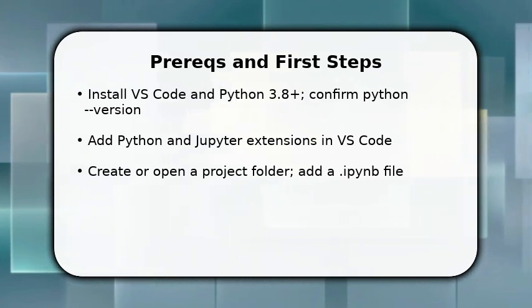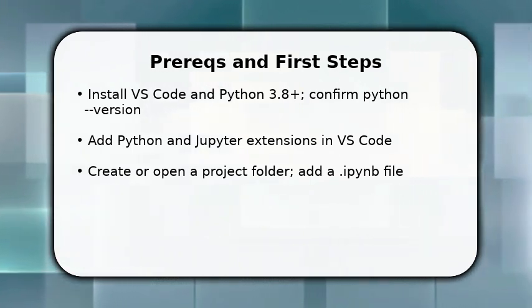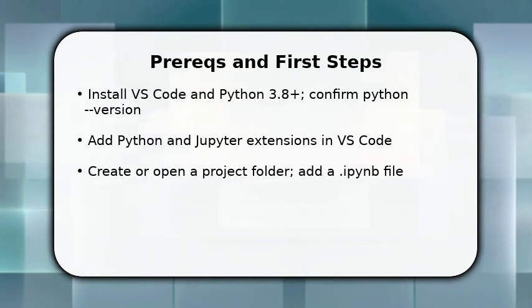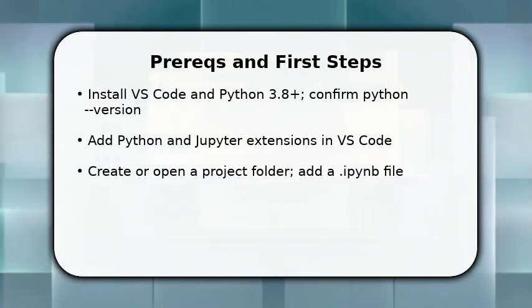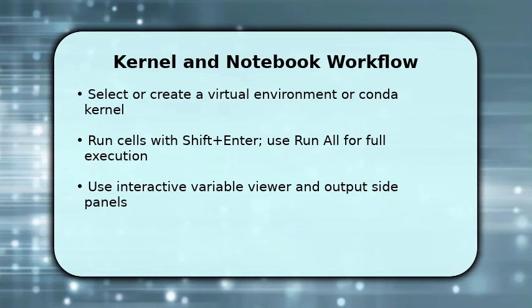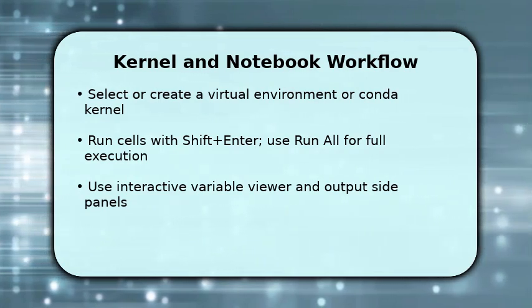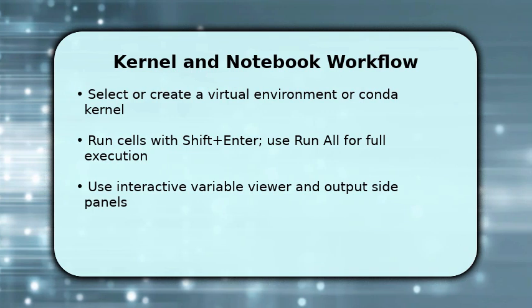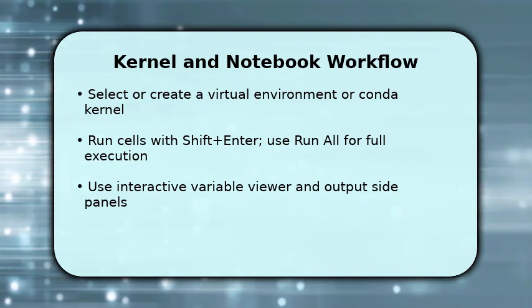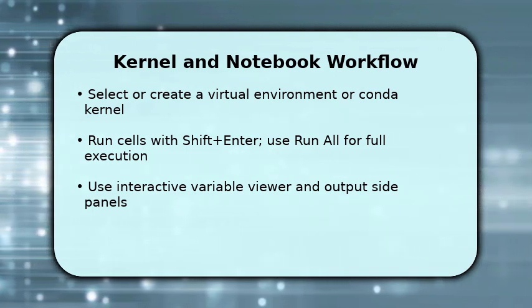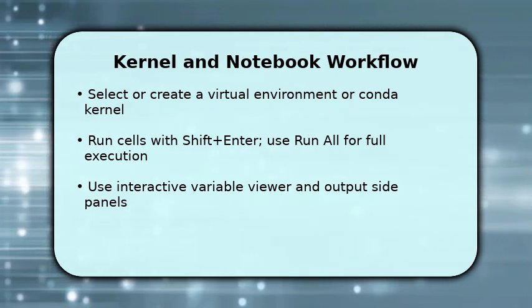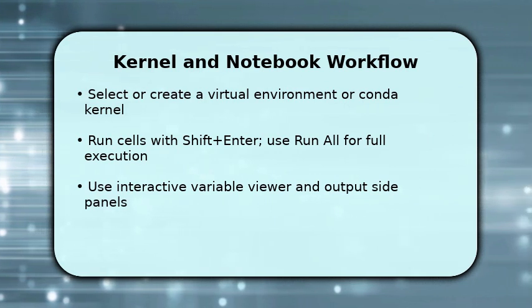This gets you into an executable notebook context quickly, avoiding wasted setup loops so you can run cells immediately. You now focus on the kernel and workflow. Select the interpreter or kernel from the top right kernel picker so code runs in the intended environment. Install missing packages into that environment and restart the kernel when dependencies change.